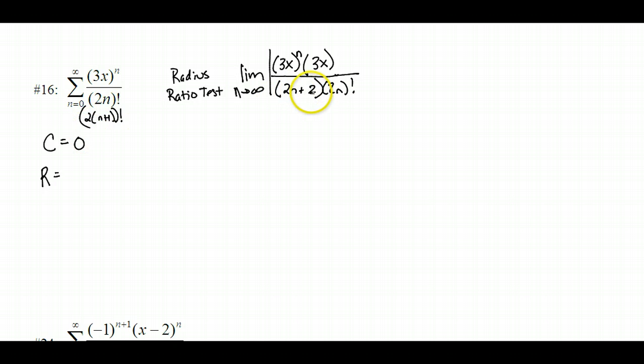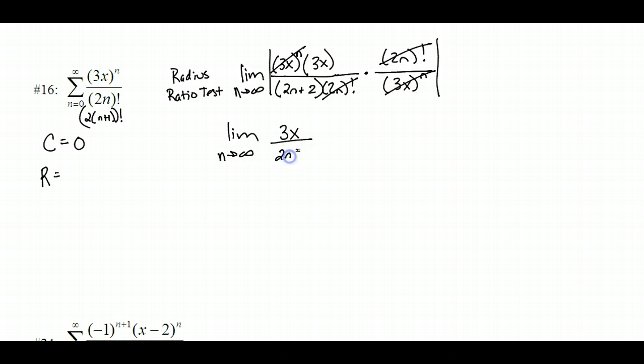So it's not just 2n minus 1. When I say an n plus 1, here's my n plus 1, that was the previous term. And then there's your factorial. Instead of dividing, we're going to multiply by the reciprocal of our original, which gives us 2n factorial divided by 3x to the power of n. Simplify, 2n factorial simplifies out. 3x to the power of n, those simplify out. And now I have the limit as n is approaching infinity of 3x divided by 2n plus 2.